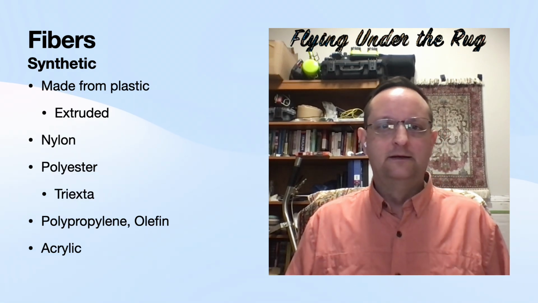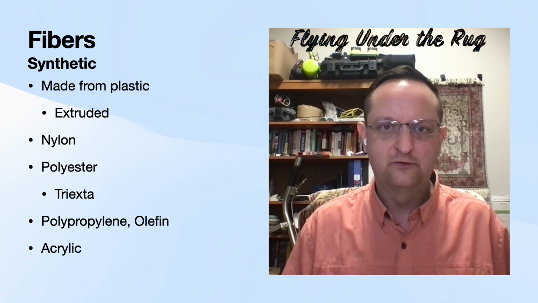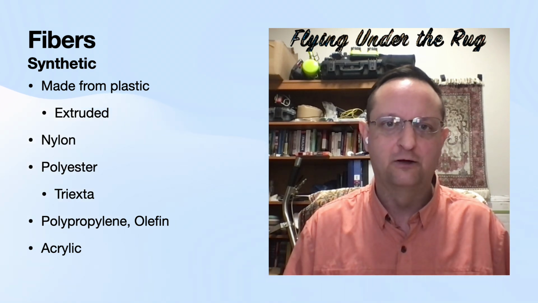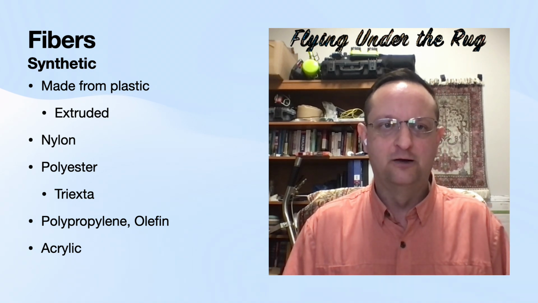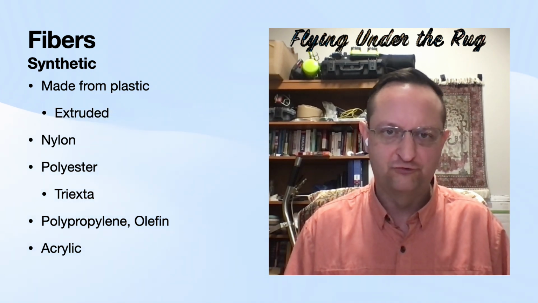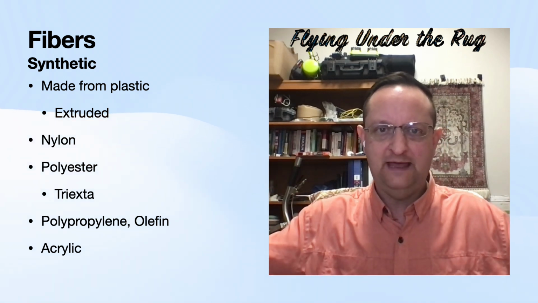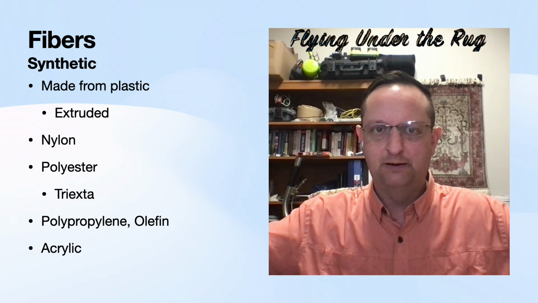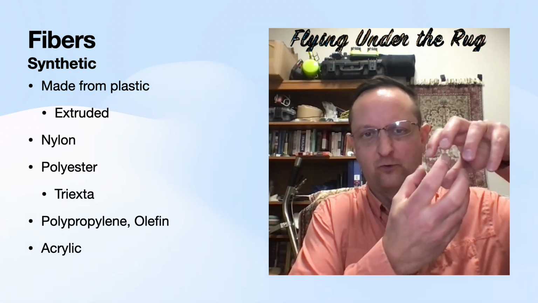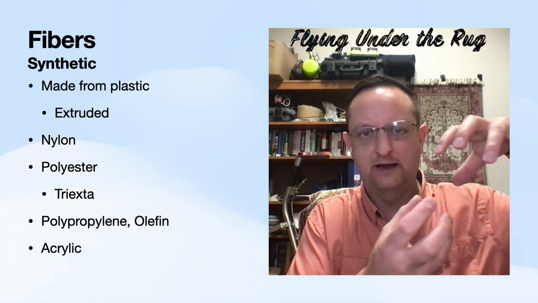Okay, now we're going to go into the synthetics. These are the ones that we see most often because they are everywhere. They're in our clothes, in our carpets, in our upholstery, all over the place. These are made from plastic, through a process called extrusion. In extrusion, they take a big vat, a big pot of plastic, melt it down, and then force that plastic through what looks almost like a big shower head.